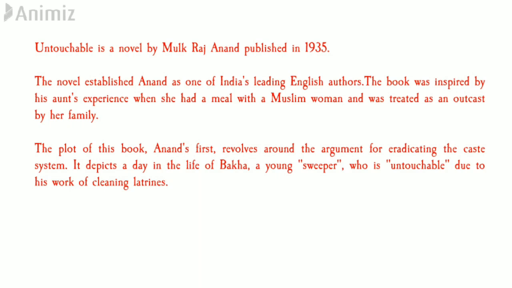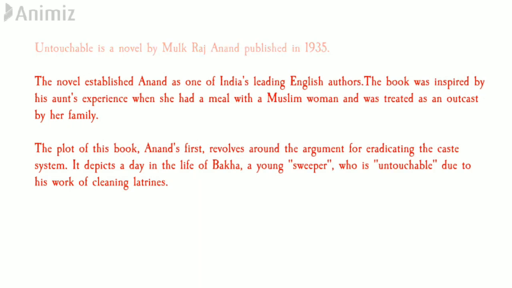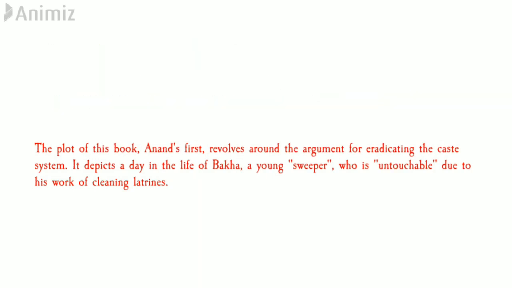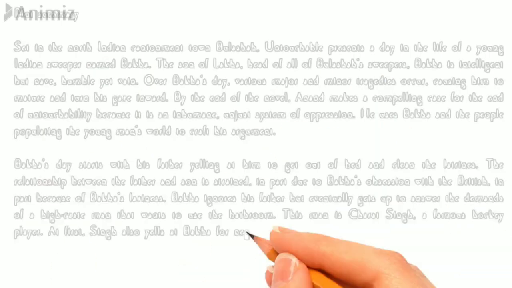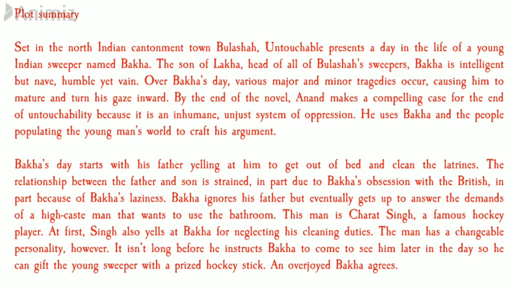This entire novel revolves around a particular person. The main protagonist of our novel is Bakha, a very young sweeper of age 18, who is untouchable, and a sweeper by profession, and he used to work with his father cleaning latrines. The novel Untouchable is set in the North Indian cantonment town Bulashah. You have to remember the name of this place, it is very important.